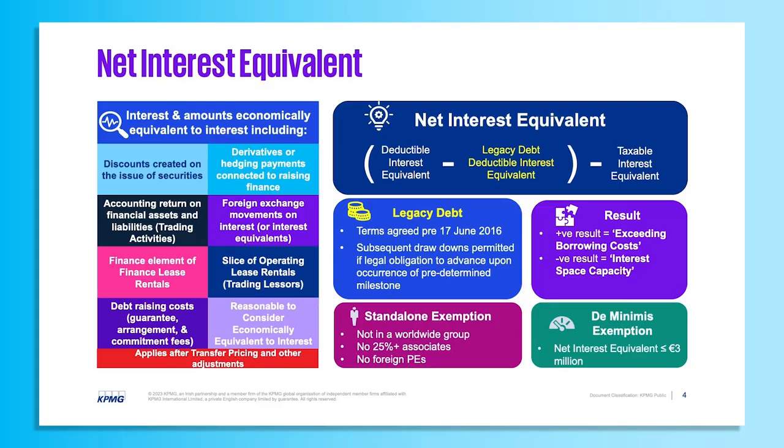When you've identified both your net interest expense and expense equivalents and your taxable interest income and income equivalents, you'll either have a net expense, that is an exceeding borrowing cost to which a restriction could apply, or potentially your interest equivalent income might be greater than your expenses. Then you'll have interest spare capacity, which is something you can carry forward and use in future years. We'll come back to that a little later.